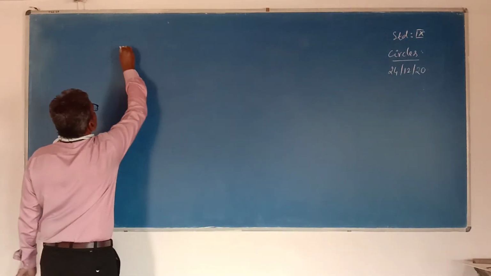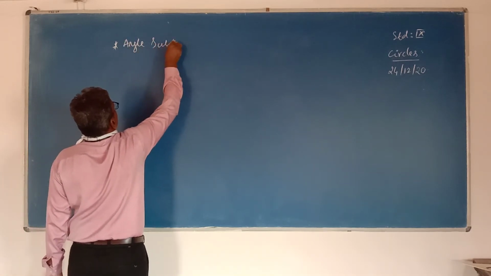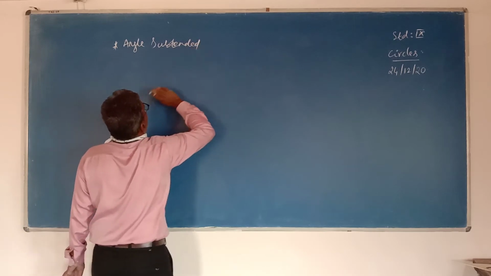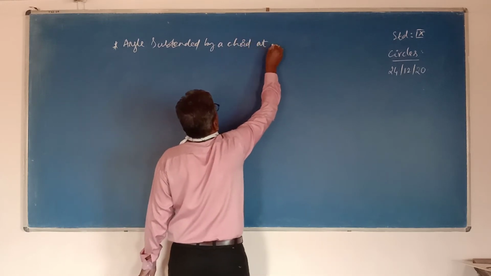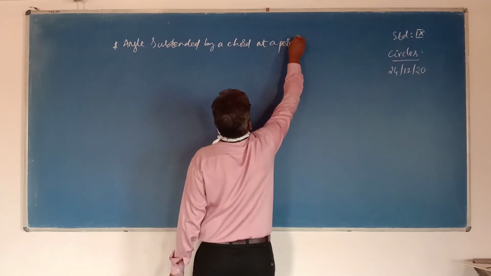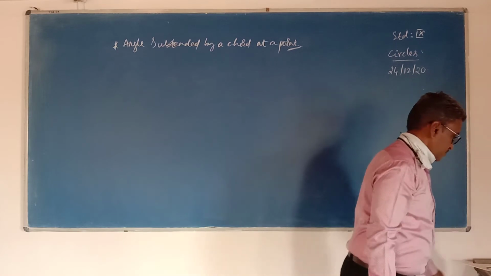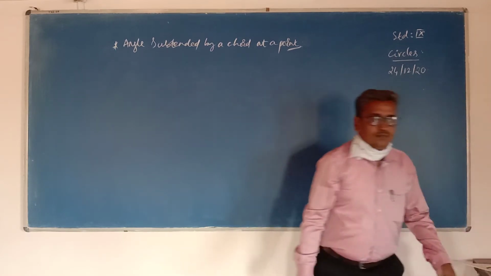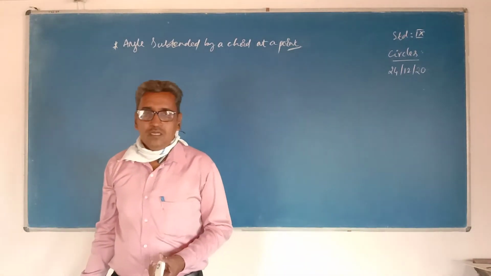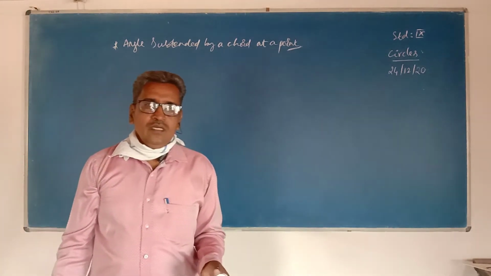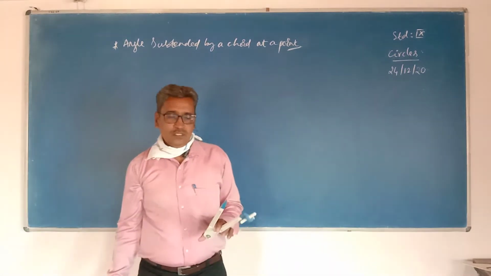Next one is angle subtended by a chord at a point. Angle subtended by chord at a point. How do we define it? A chord is the line segment which joins any 2 points on the circumference of a circle.